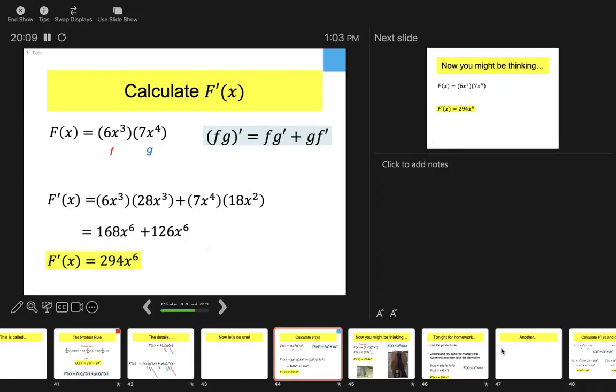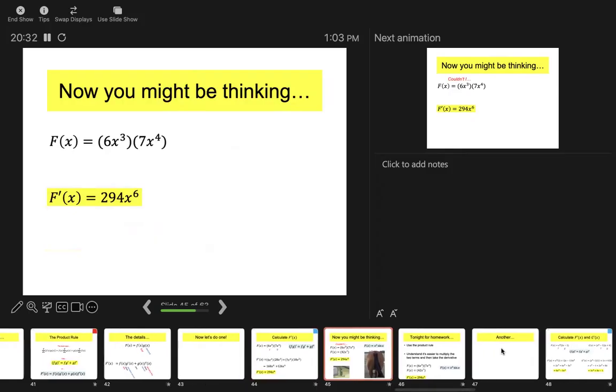Pretty simple. It is, but not one you can do in your head, right? We can always do the power rule in our head as long as the numbers are somewhat friendly, but the product rule and especially the quotient rule, you can't do these in your head. Anybody want to make a comment about this? Did we get to an answer? Yeah. We claimed it's 294 x to the 6th.